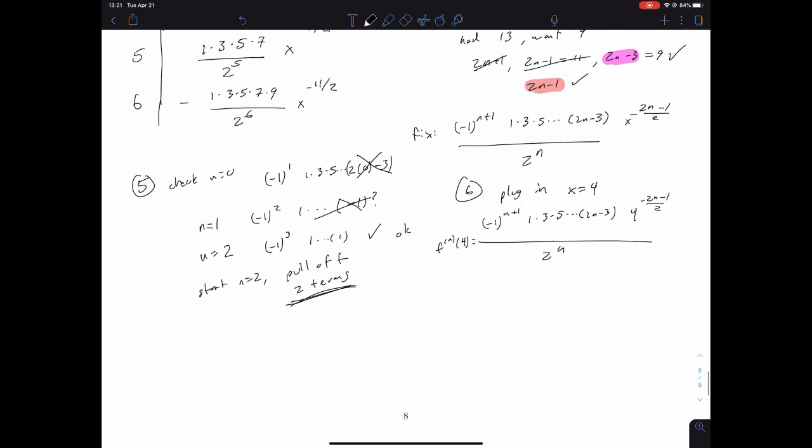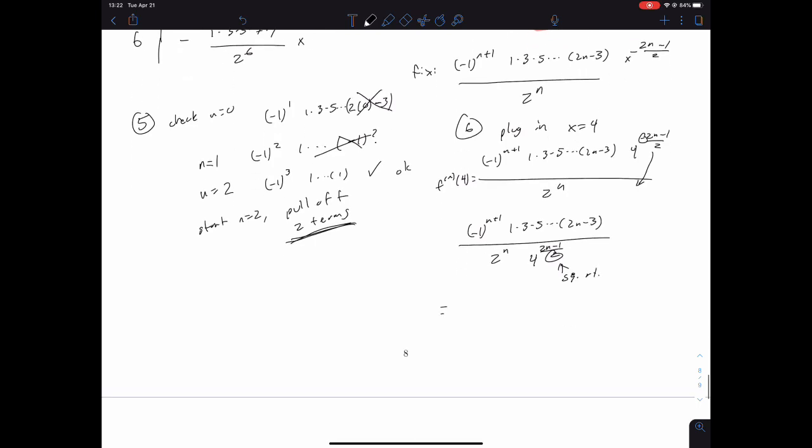Okay, this one I can fix a little bit. So this minus power means I can move to the bottom. So I'll have negative 1 to the n plus 1, 1 times 3 times 5. This is actually called a semi-factorial. You don't need to know that, but it's fun. And then this over 2 means square root. So this will be negative 1 to the n plus 1, 1 times 3 times 5, dot, dot, dot, 2n minus 3. And then I have 2 to the n and 2 to the 2n minus 1. So this 2 being a square root means this is a 2 now.